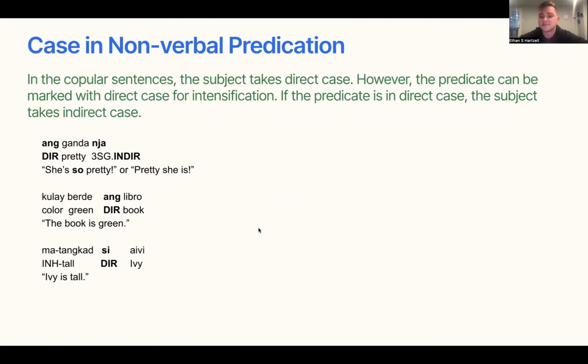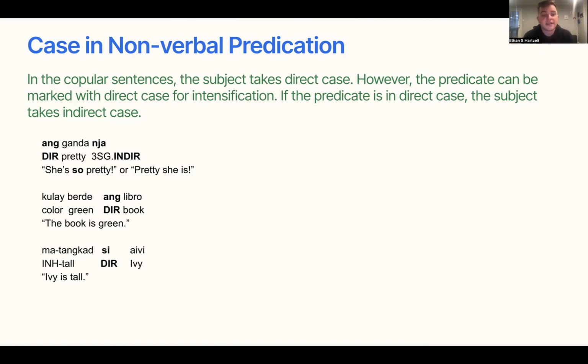So that's basically it for specificity in anaphora. Curious to know if it agrees or disagrees with other people's intuitions or what they've encountered. So now we're going to see case in nonverbal predication. So typically the subject of nonverbal predication takes direct case, but there's an exception where if you want to intensify the predicate, you mark the predicate with direct case, and then the subject takes indirect case.